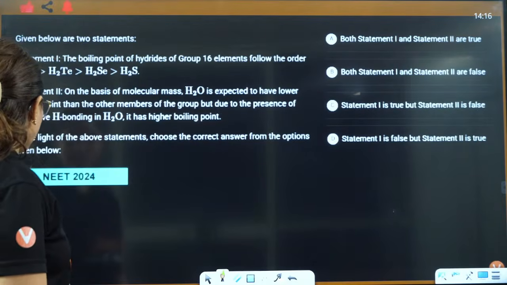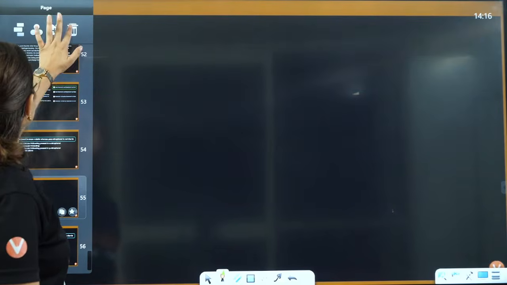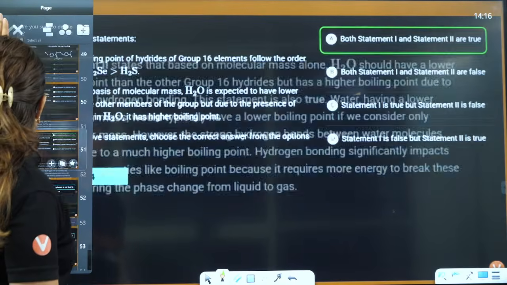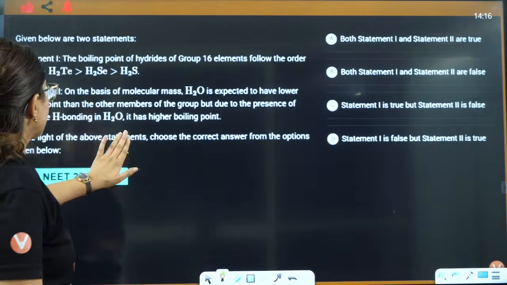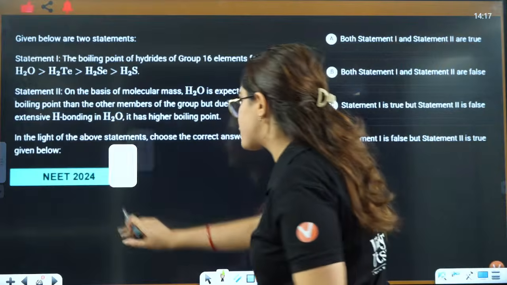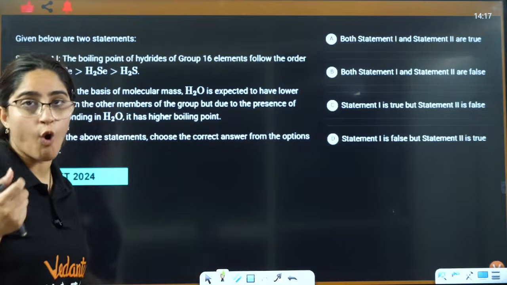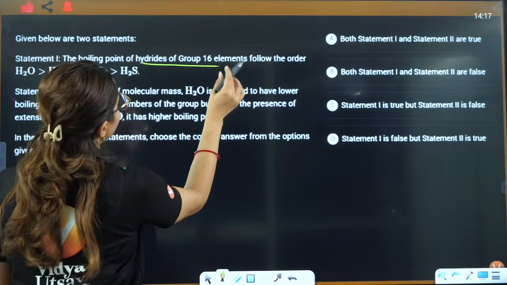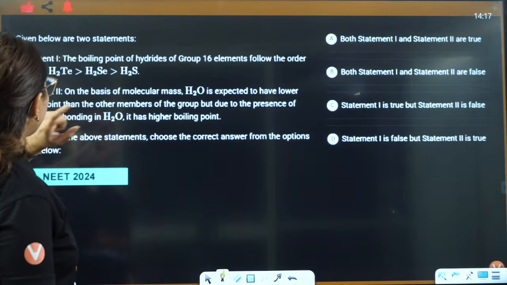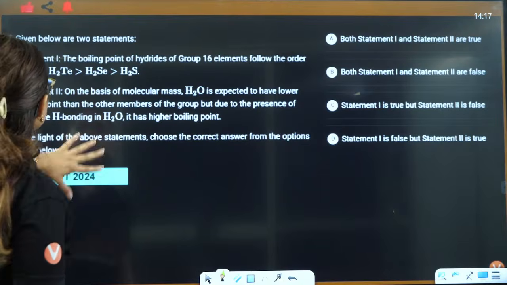Now, one question that was based on, I think this is the last one. Okay, let's see. This question is actually a mixture of this topic and the p-block. If we talk about p-block orders, here they have written the boiling points of hydrides of group 16. So yes, the boiling points of hydrides of group 16 are of this order.